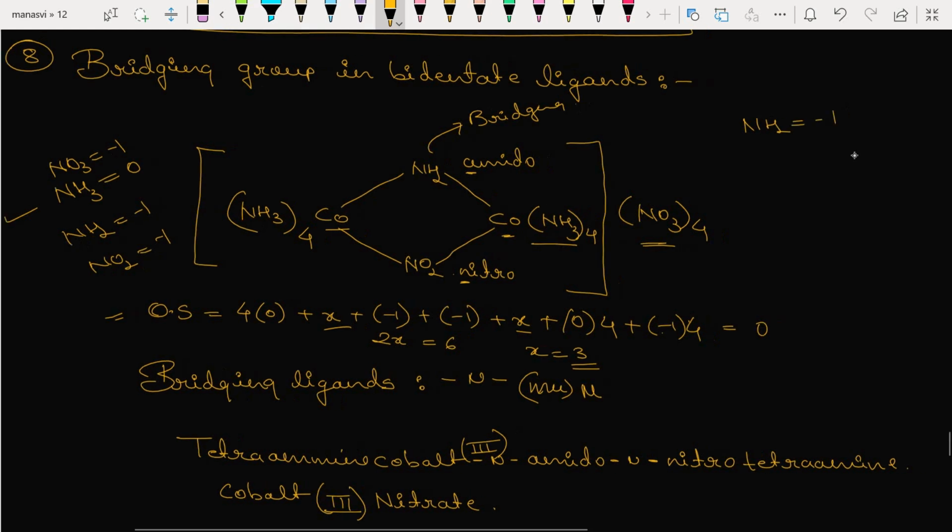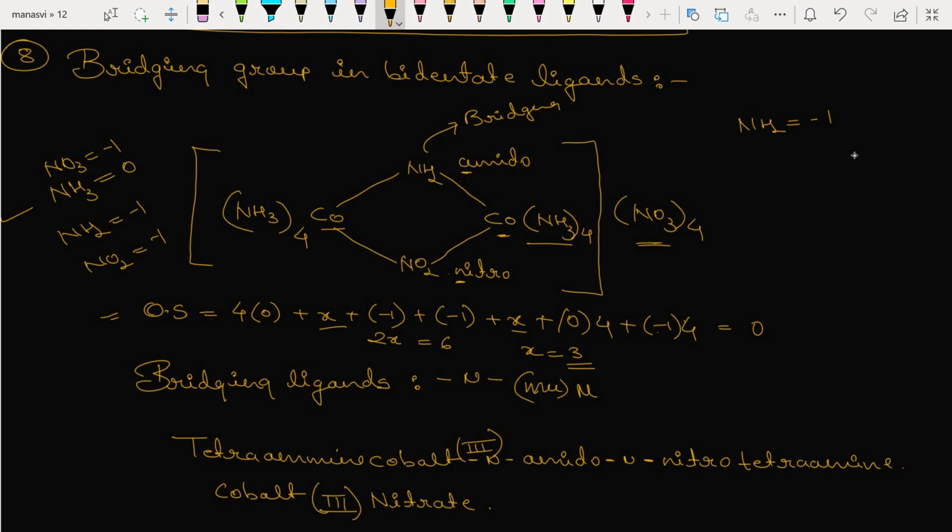Now again one trick, students, how to calculate the charge on NH2, NH3. We know NH3, ammonia, is a neutral compound, so the charge present on ammonia is 0. One by one you start removing hydrogen. What will happen? Hydrogen will be removed as H positive and one negative charge will be attained on the nitrogen. So NH2 is minus 1.